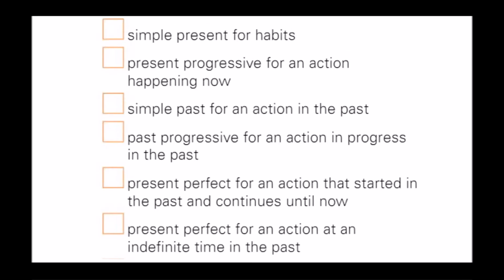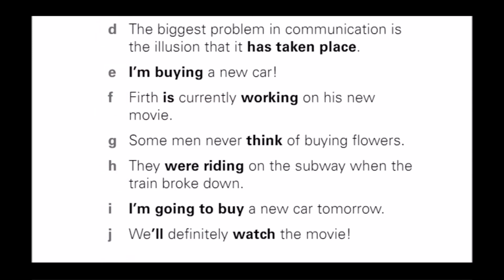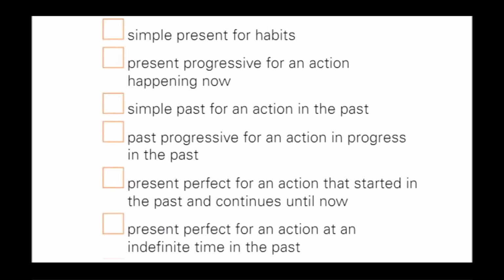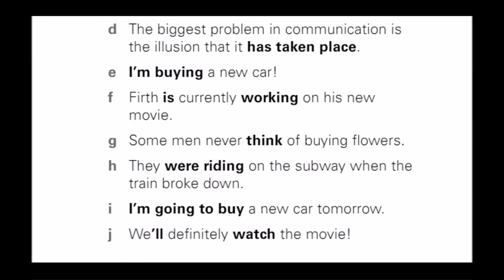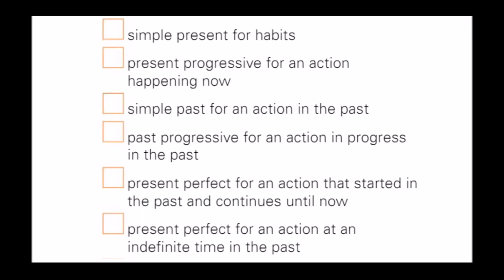Present progressive for an action happening now. Option G. Some men never think of buying flowers. Simple present for habits. Option H. They were riding on the subway when the train broke down. Past progressive for an action in progress in the past.